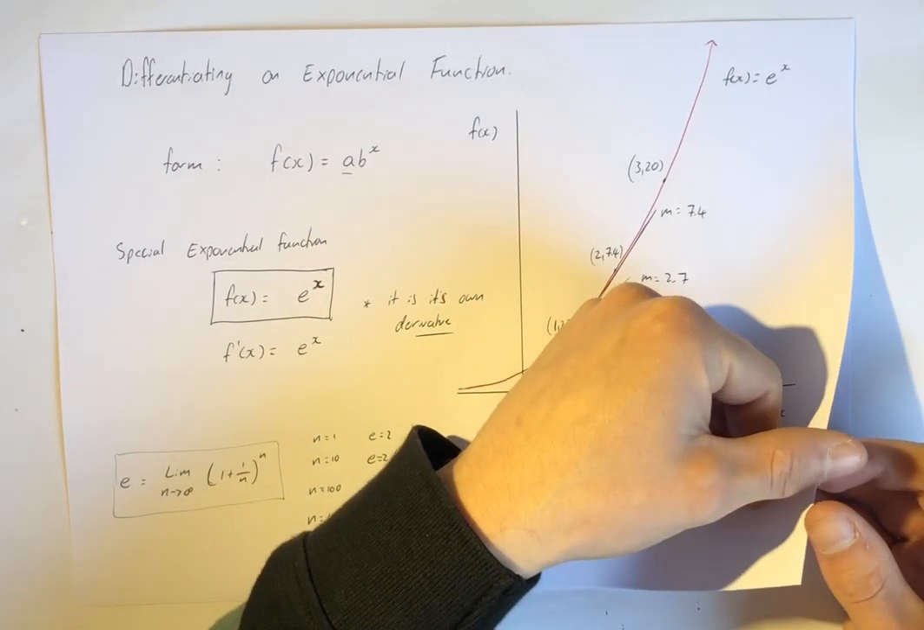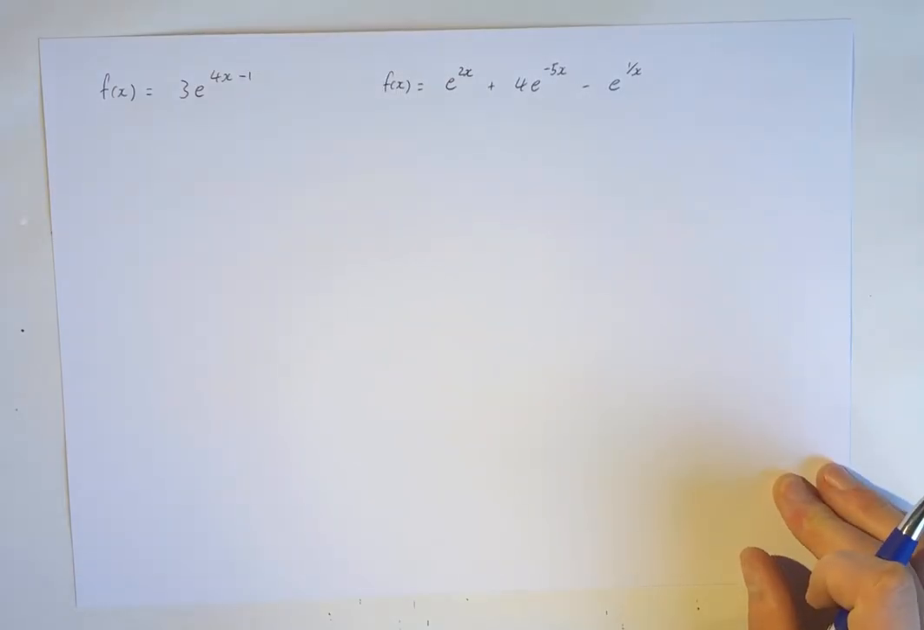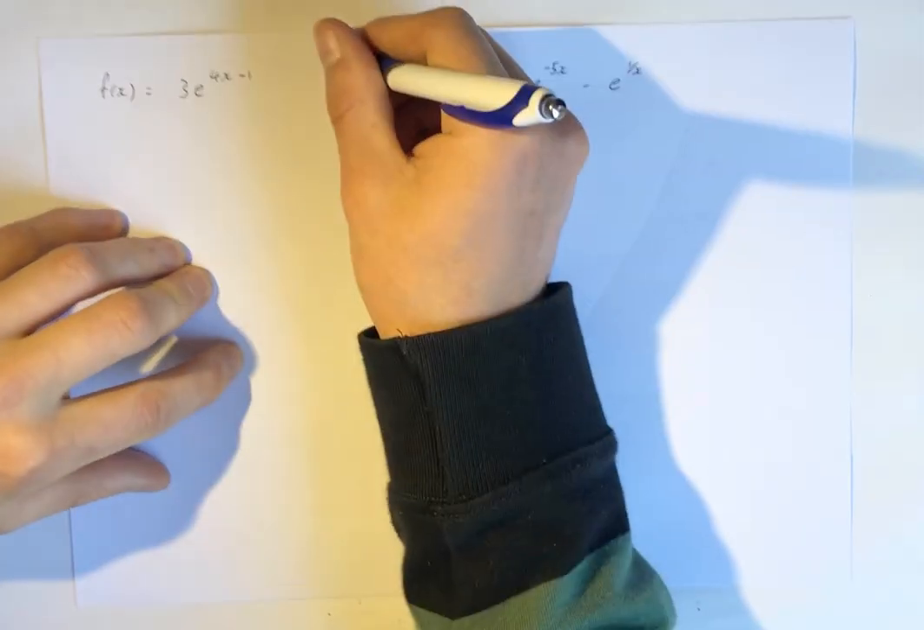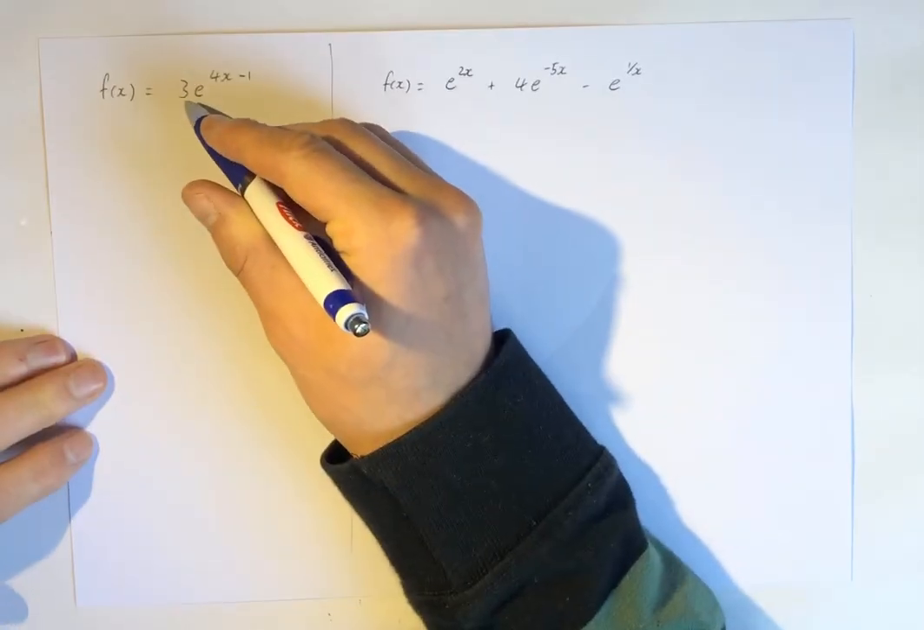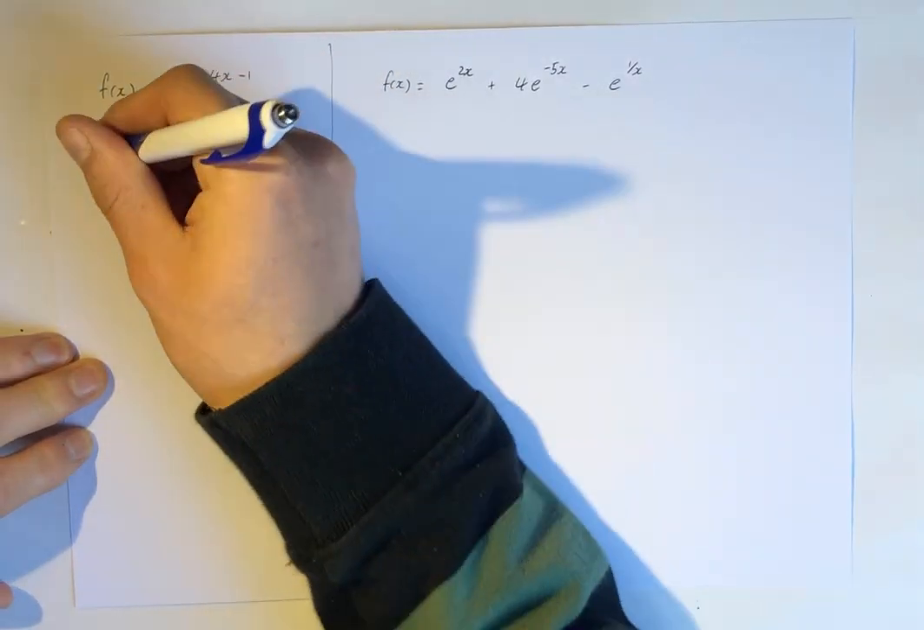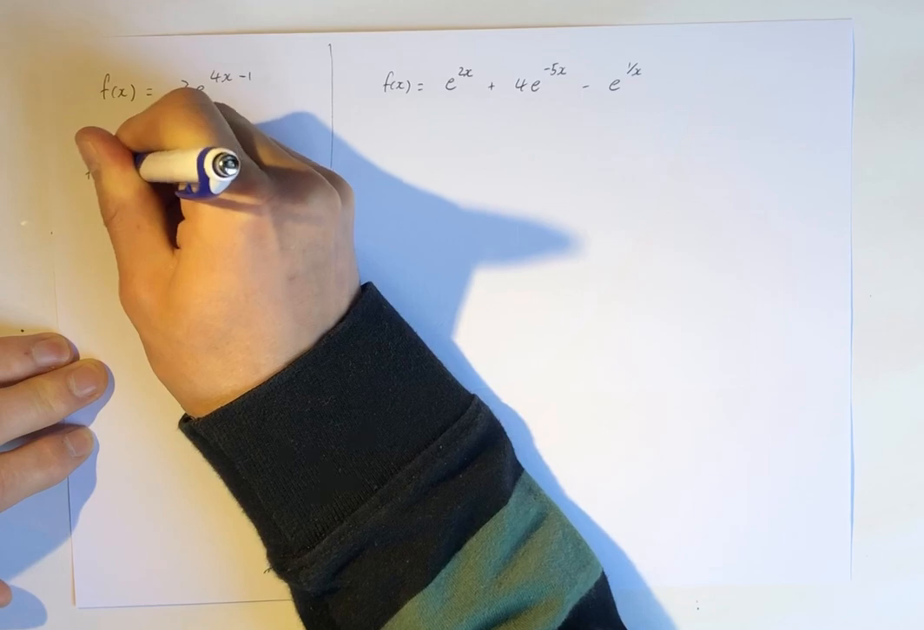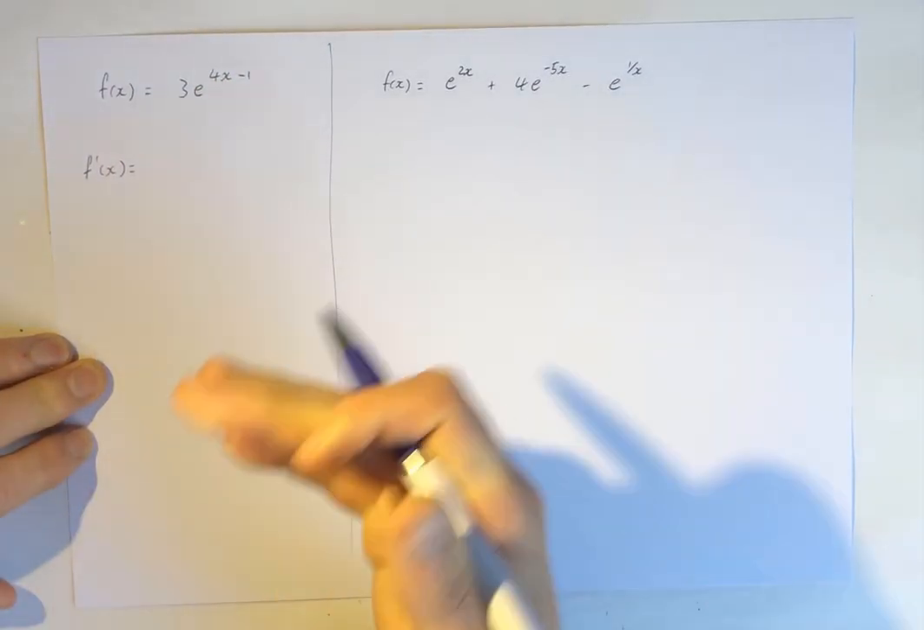So how would we derive this thing? Well, let's have a look at some examples. Start with a real basic one. The constant at the front doesn't change the gradient. So if we were to derive this, f prime of x, well, we know it's its own derivative.